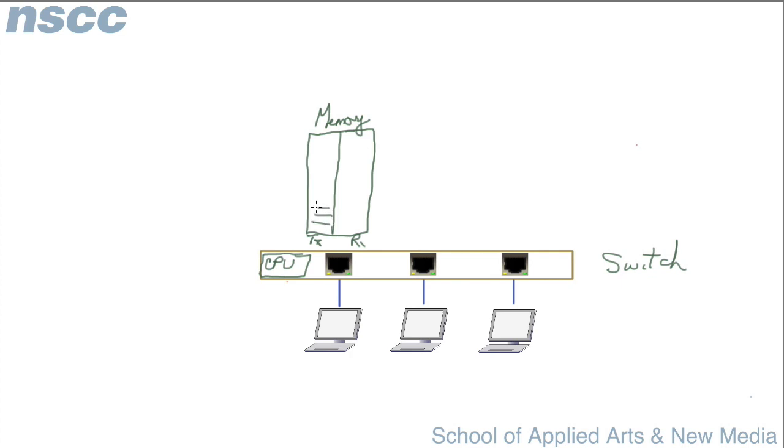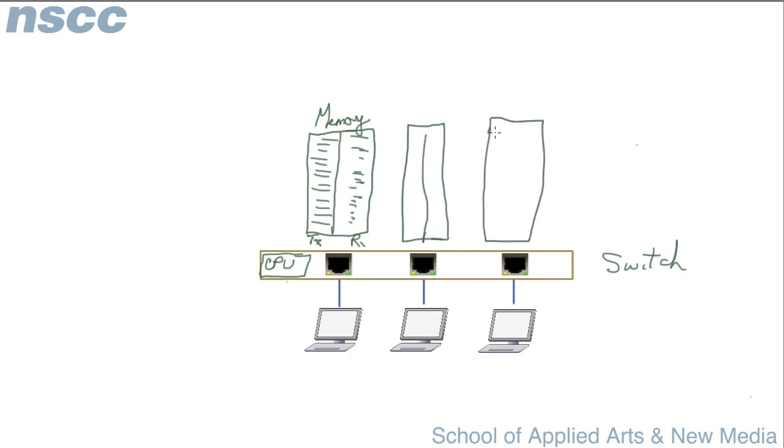It could store frames. So more expensive switches had more memory to store frames that were coming and going out of each of these ports. So that was one difference. So here we have memory for each of the ports. A switch also had a table inside.